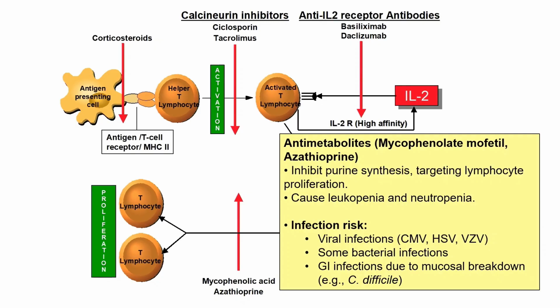Because the antimetabolites inhibit purine synthesis, targeting lymphocyte proliferation. This leads to leukopenia and in many of our patients neutropenia. So this also causes an increased risk of viral infections, as well as some bacterial infections, and also GI infections. And I think this is a subtle point that we see, due to mucosal breakdown, such as C. difficile, we might see a little bit higher in the patients on this.